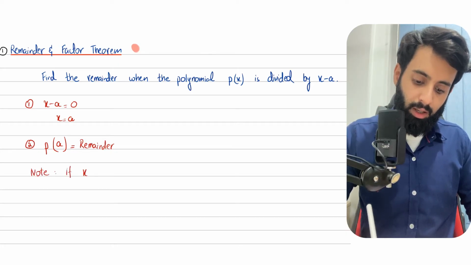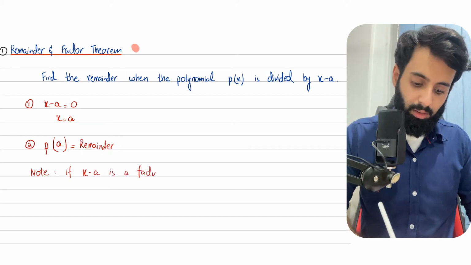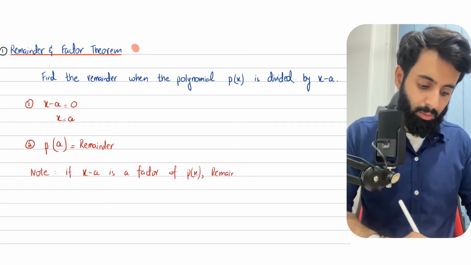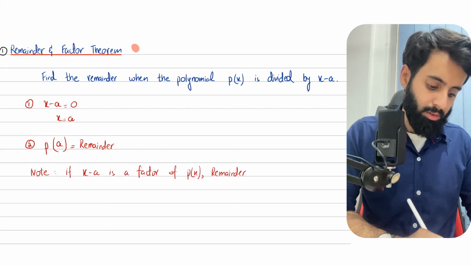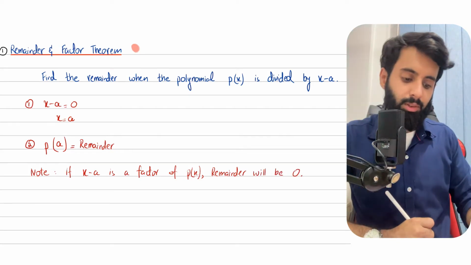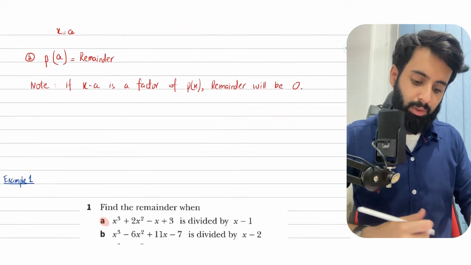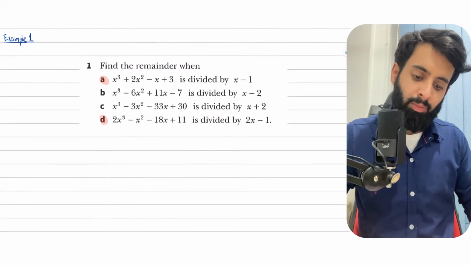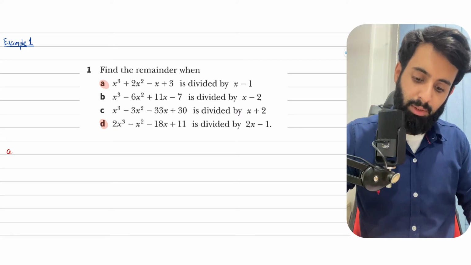If x minus a is a factor of p of x, then in that case the remainder will be equal to 0. Remainder will be 0. It's just something you need to remember. And of course, we're going to do some example questions right here so that you understand exactly what I mean. So let's do the first example, part A.